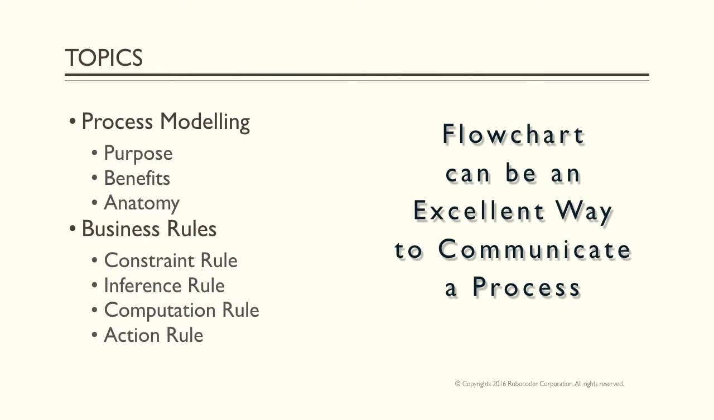We shall define the purpose of process modeling, followed by the benefits. Then, knowing that flowcharts can be an excellent way to communicate a process, we shall dissect a process to see what notations we can use to demonstrate a process. Before adding business rules to a process, we need to know that there are 4 and only 4 types of business rules, and we shall discuss each of them later. They are constraint, inference, computation, and action rules.